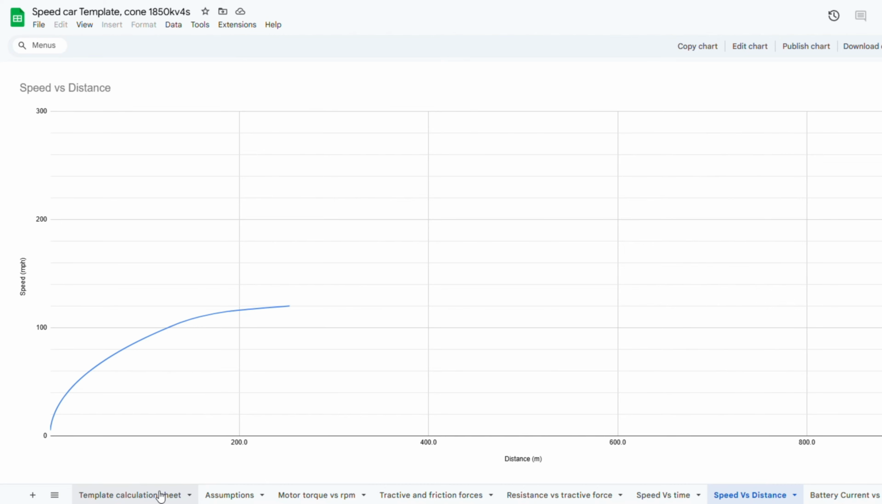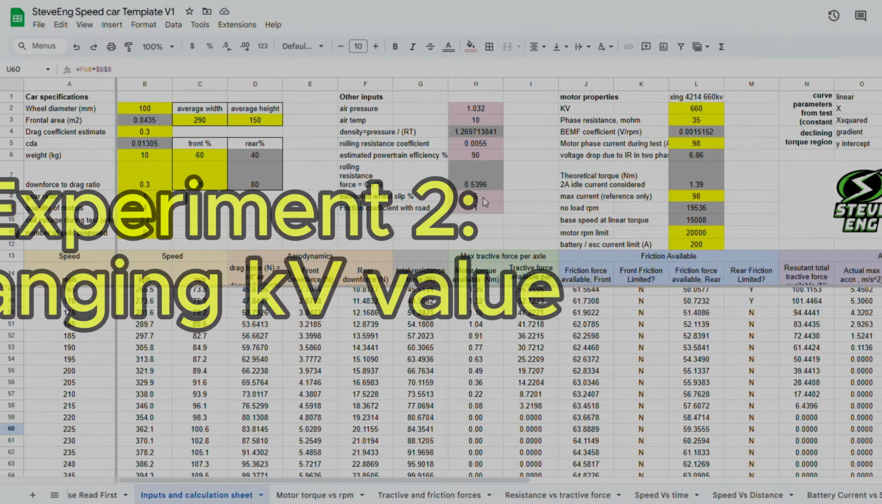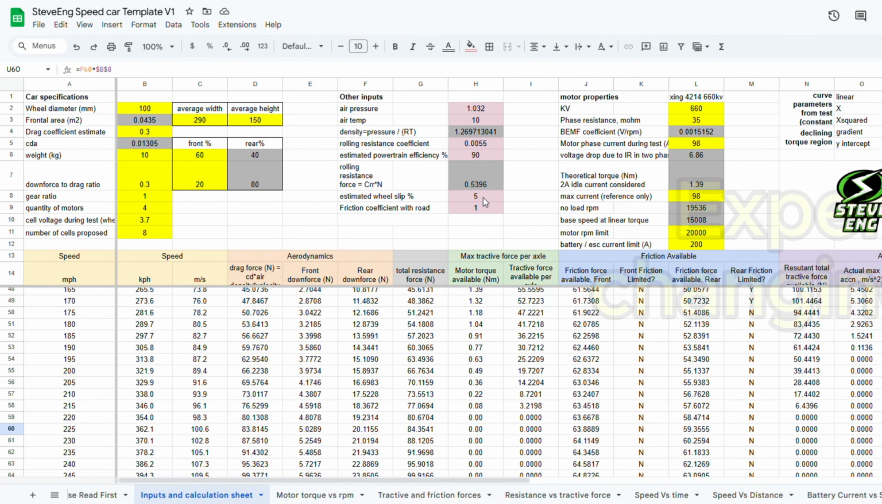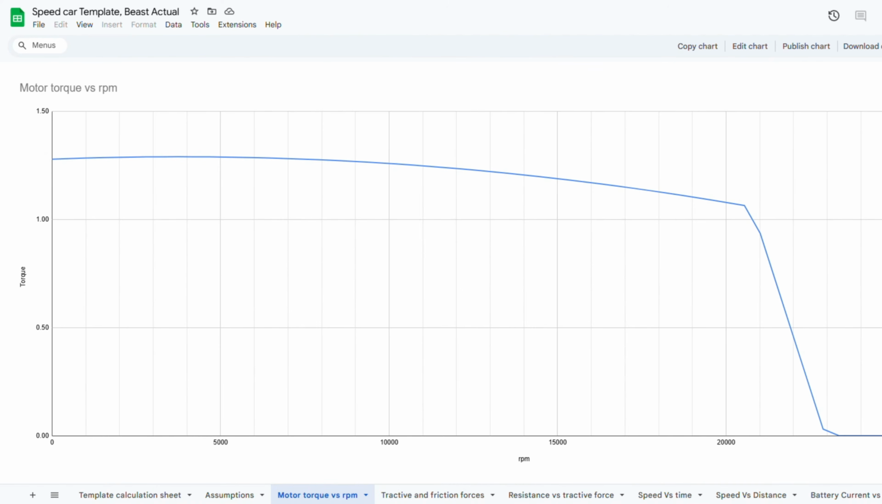The idea of it is to use it as a tool to help guide your powertrain choices. So now I'm going to show a couple more examples to illustrate how this could be useful. Starting with my actual results for my beast car that I'm expecting based on my powertrain measurements.